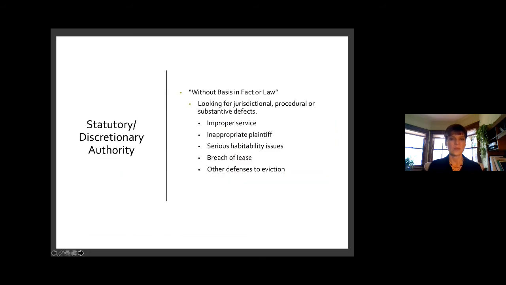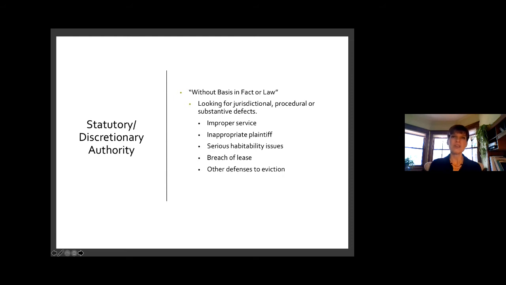Next slide, please. For the statutory or discretionary authority before the court, we're going to spend the next bit of time talking about whether the underlying case is without basis in fact or law. This really requires looking into the defenses in an eviction case. I'm not going to go over all of the defenses today. There's a long list of defenses, and Larry McDonough on his Poverty Law Homestead website has a very good answer form. It's check the box, in which all of the different possible defenses are listed, and one can take a look at an eviction case, talk with the client, and really just check all of the boxes that apply.